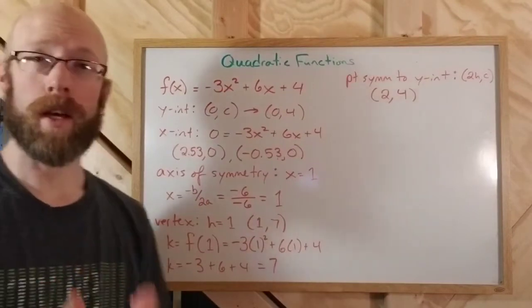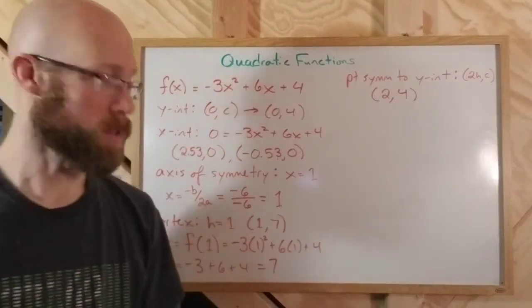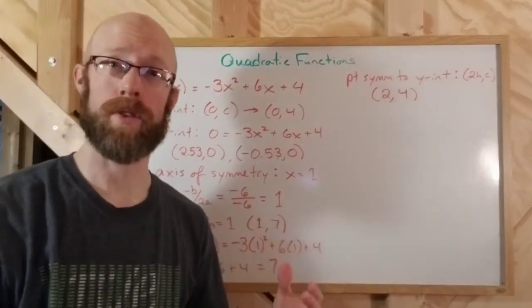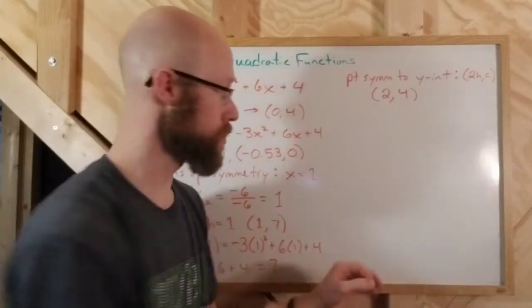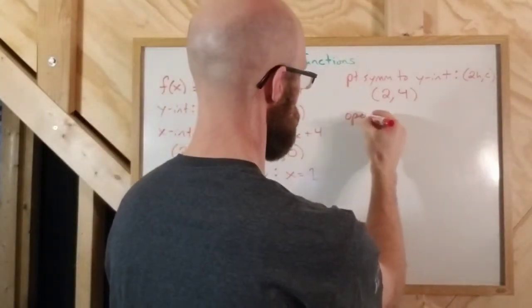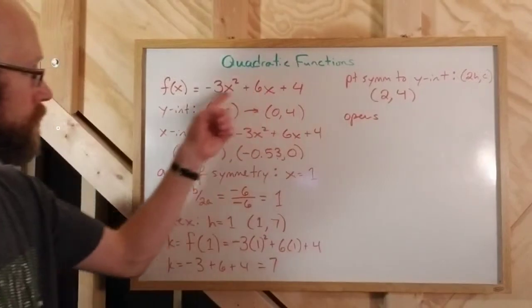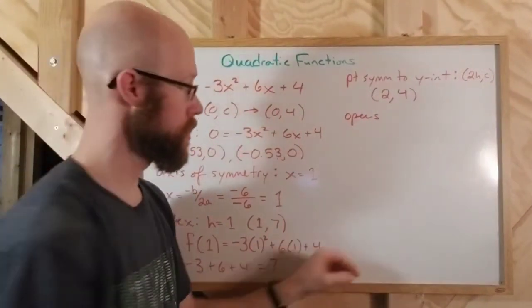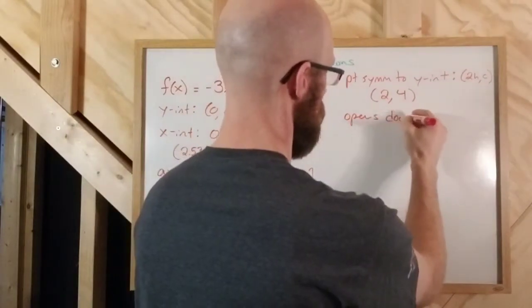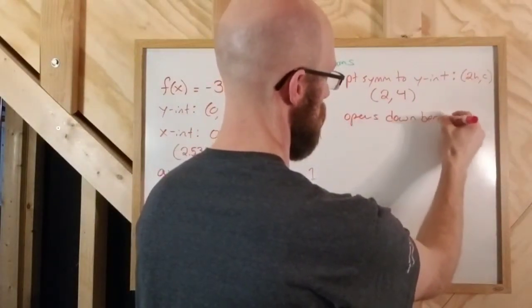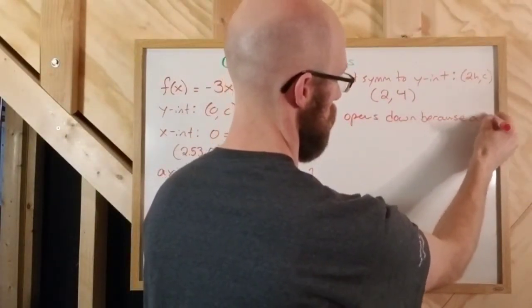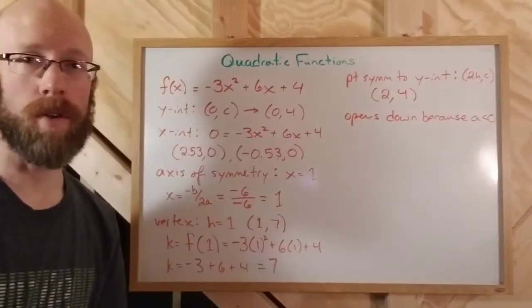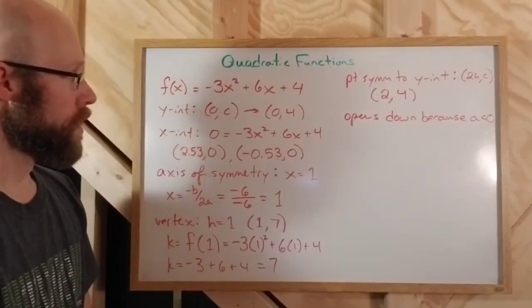Okay. The other thing I can find, I kind of forgot, that's one of the simpler things to do, is to determine whether this opens up or down. I should point that out as well. This opens, according to my formula here, it opens down because the a value is negative. Because a is less than 0.